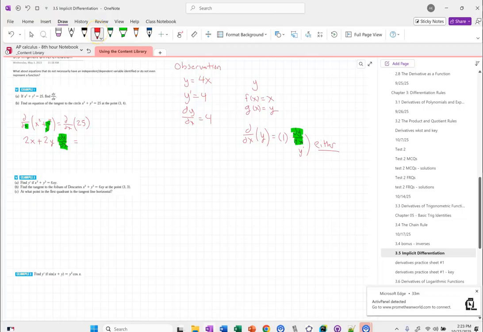And the derivative of 25 is 0, right? Because it's a constant. If I want dy/dx by itself, since it says find dy/dx, how do I get dy/dx by itself? Subtract 2x and then divide by 2y. So it simplifies down to just negative x over y.